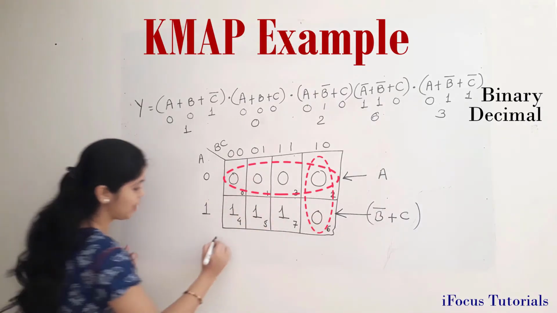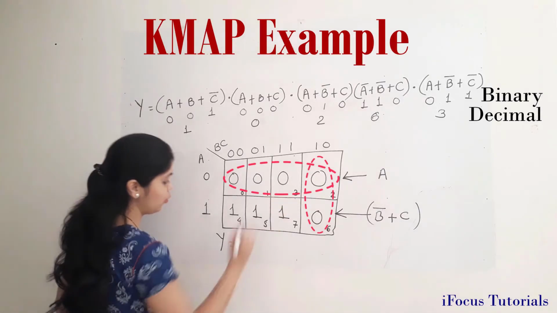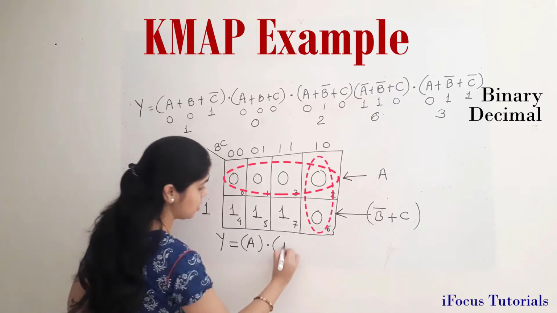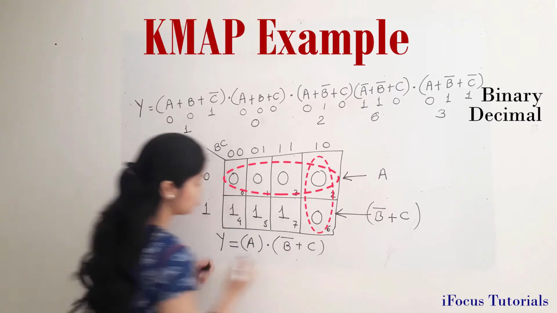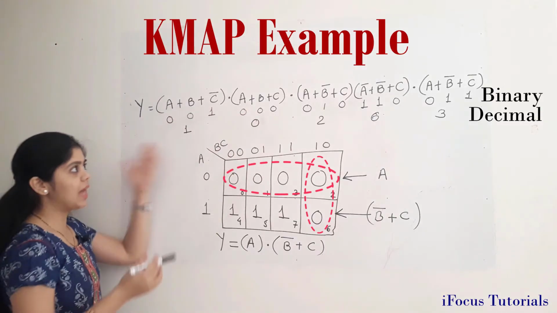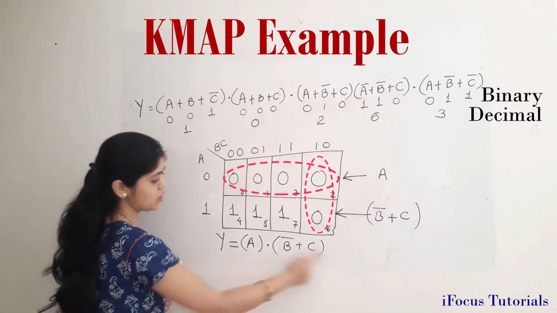Now I will write my final answer as y is equal to a, the first term, into the second term, which is b bar plus c. So if you observe, this entire expression in POS form can be simplified to this expression.